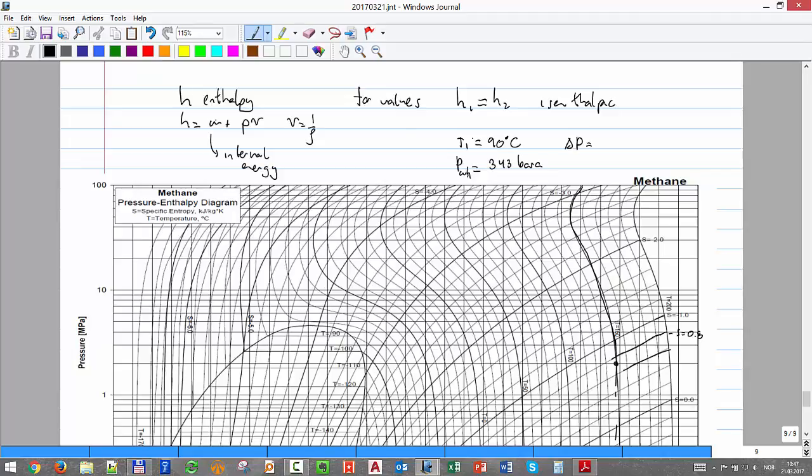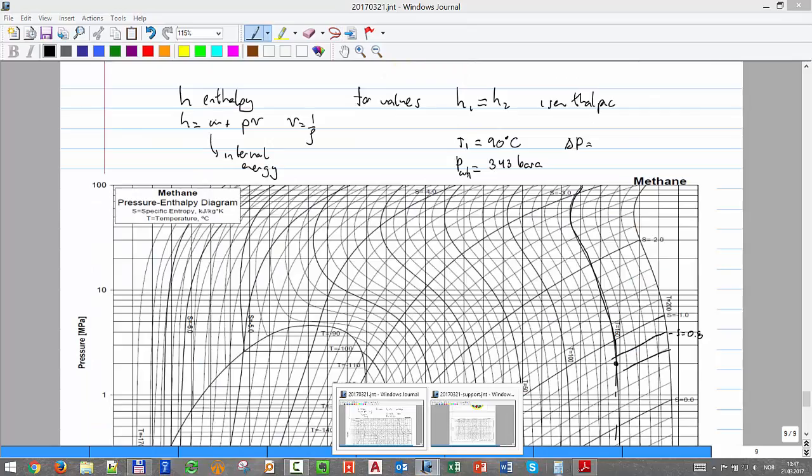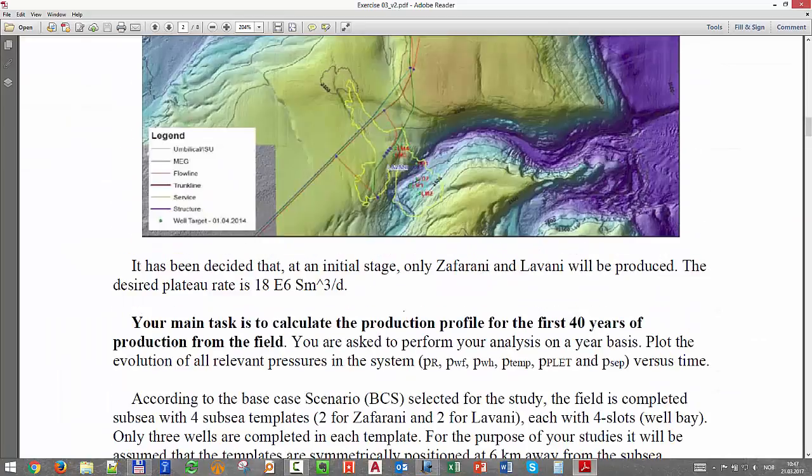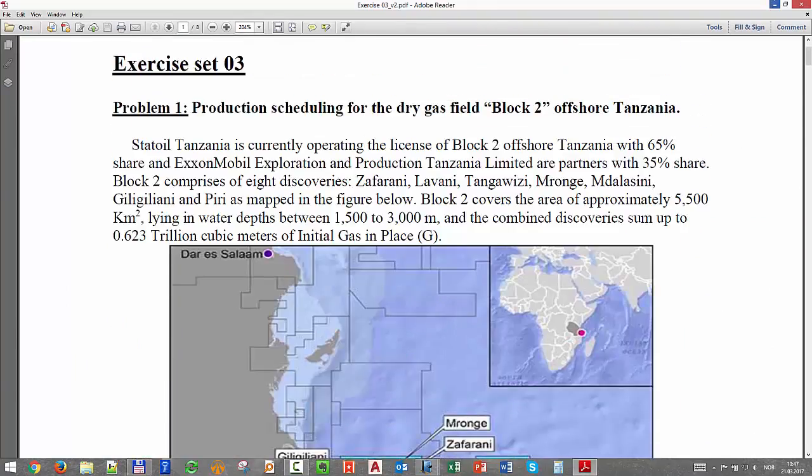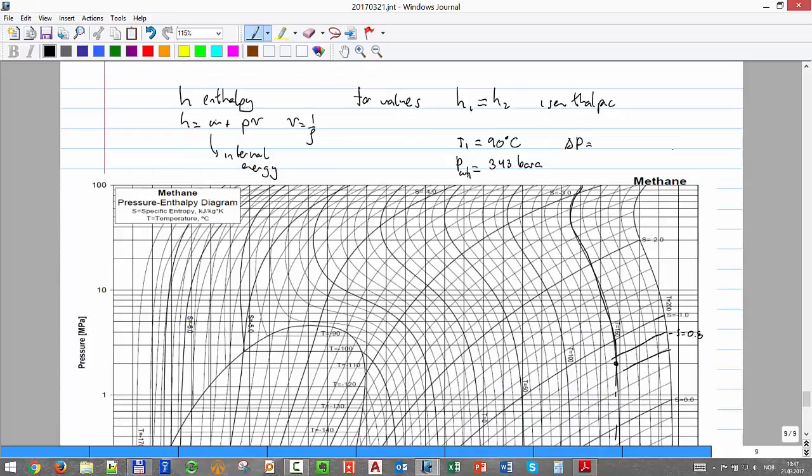Okay, and the temperature, did we mention the temperature of the reservoir someplace? Initial reservoir temperature was 70 degrees. 70? Yeah. Okay. And what is the delta P of the choke you get for that year? The delta P for the choke is 267 bar. Okay. And then we just divide by 10 to get megapascal.